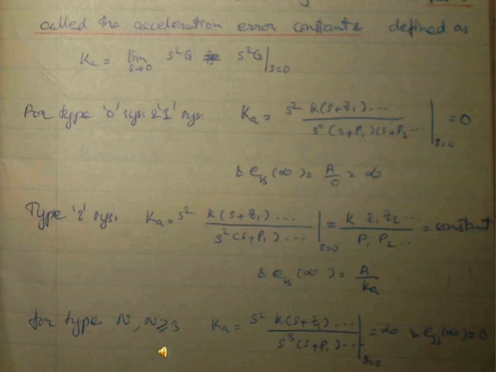For the type N system, where N is greater than or equal to 3, we can write down K_a equal to s squared multiplied by K multiplied by (s plus z1) divided by s power 3 multiplied by (s plus p1). In this case we put s equal to 0. By approaching this, K_a equals infinity. So e_ss at infinity equals 0. So this is for the K_a value we can calculate for the type 0 system, type 2 system and the type N system.